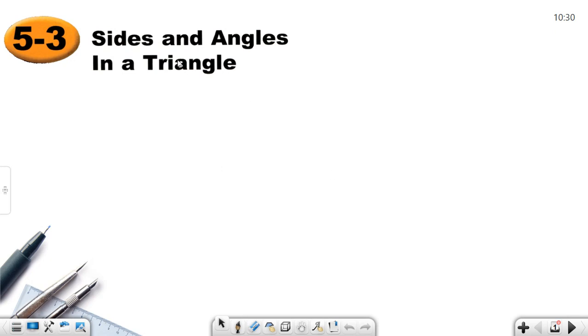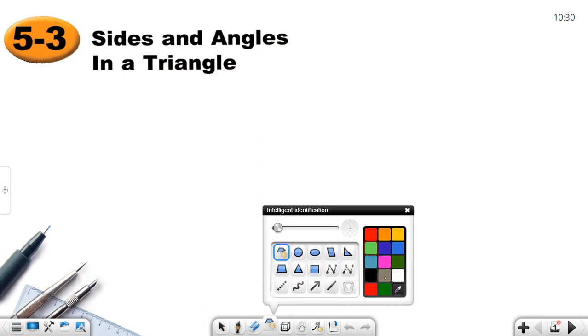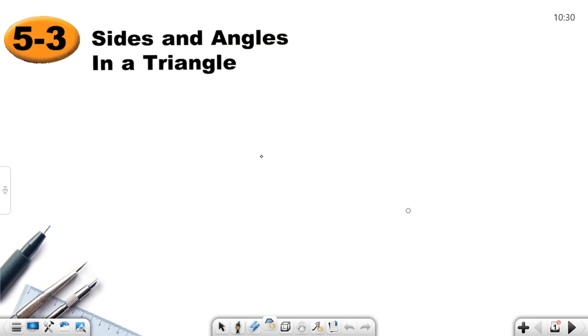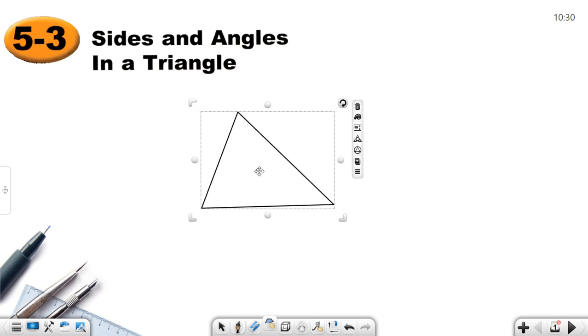Sides, angles in a triangle. Okay, let's draw a triangle first. So you already know a triangle has three sides. Let's change the color. I'm going to draw in green. Okay, one side, that's the longer side. Okay, that's a good triangle.